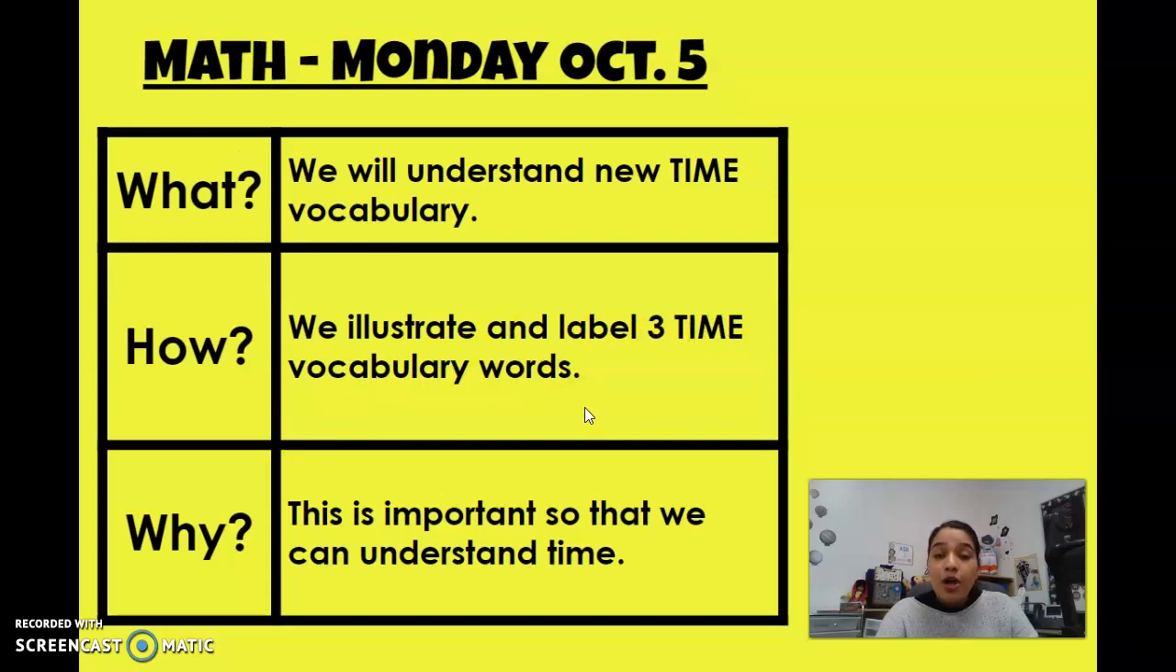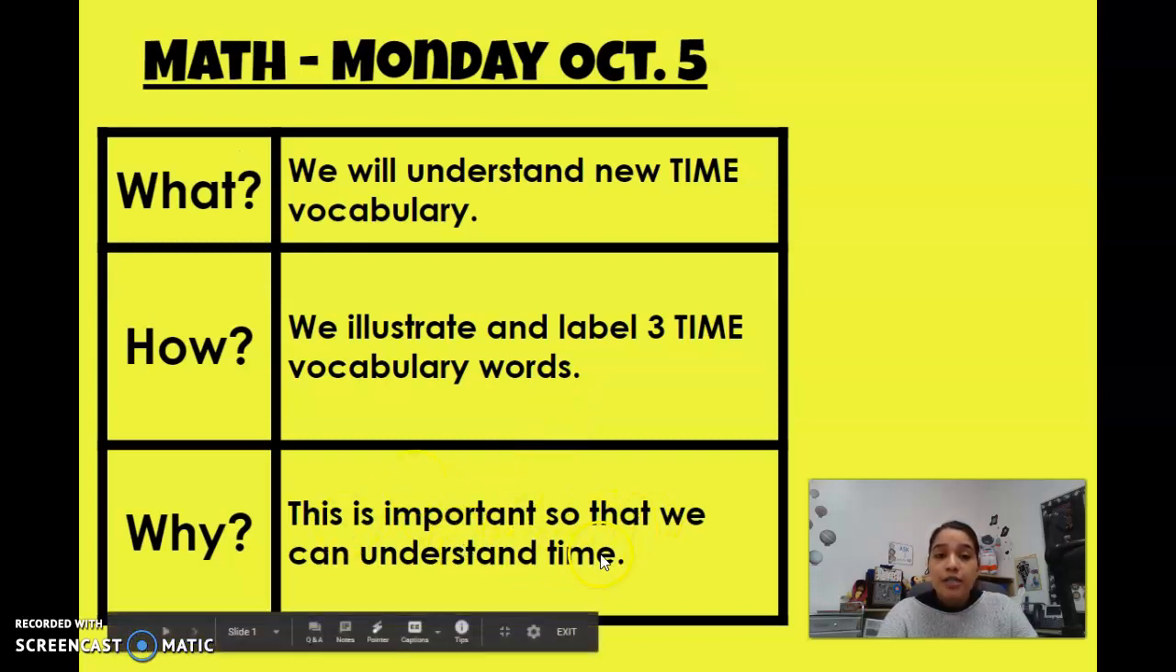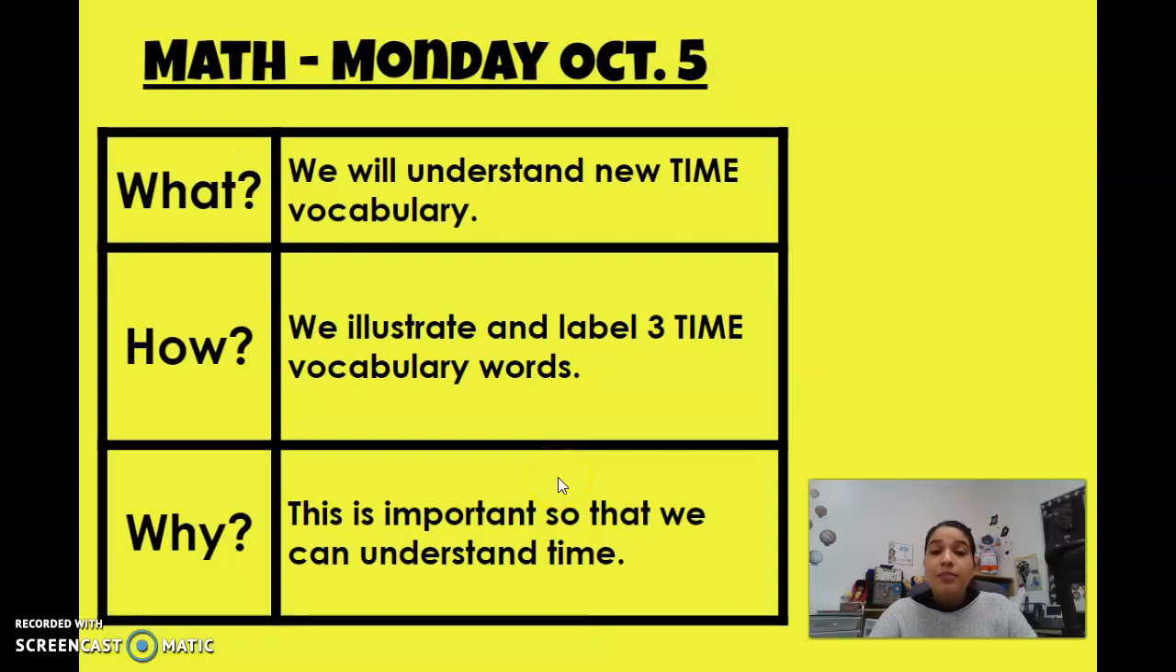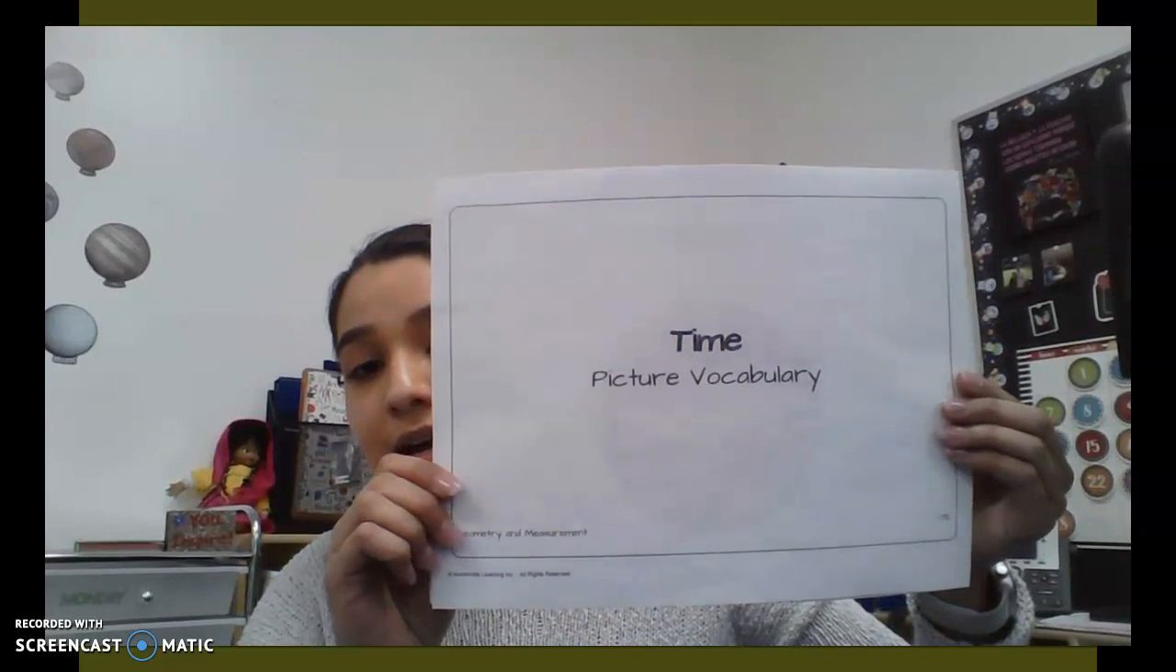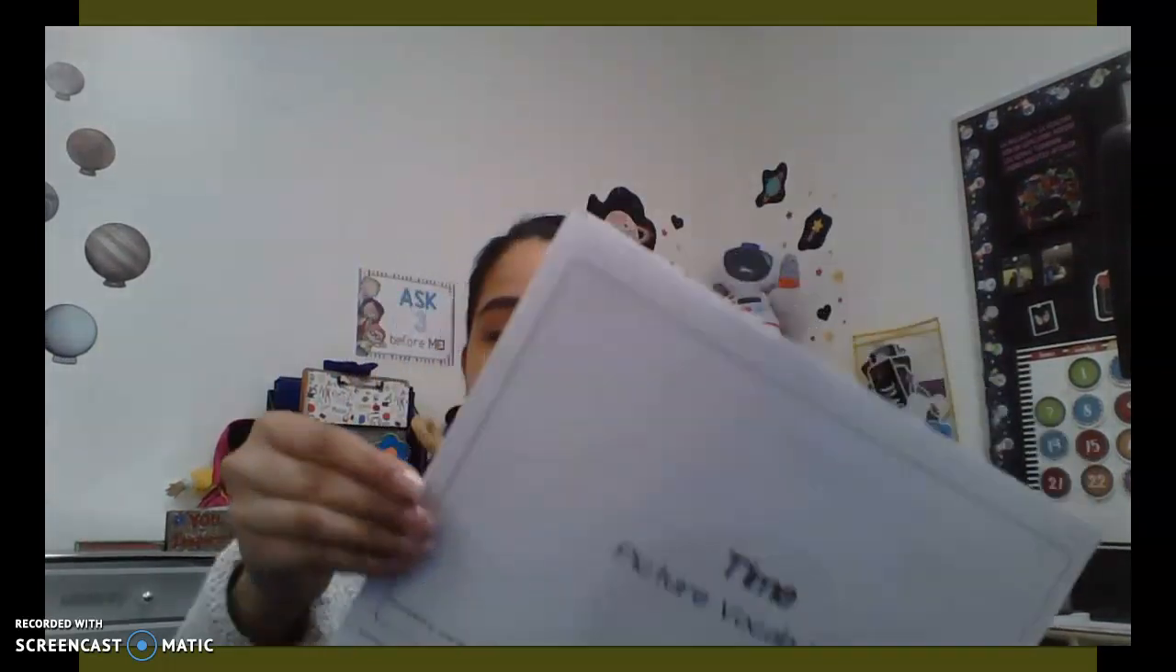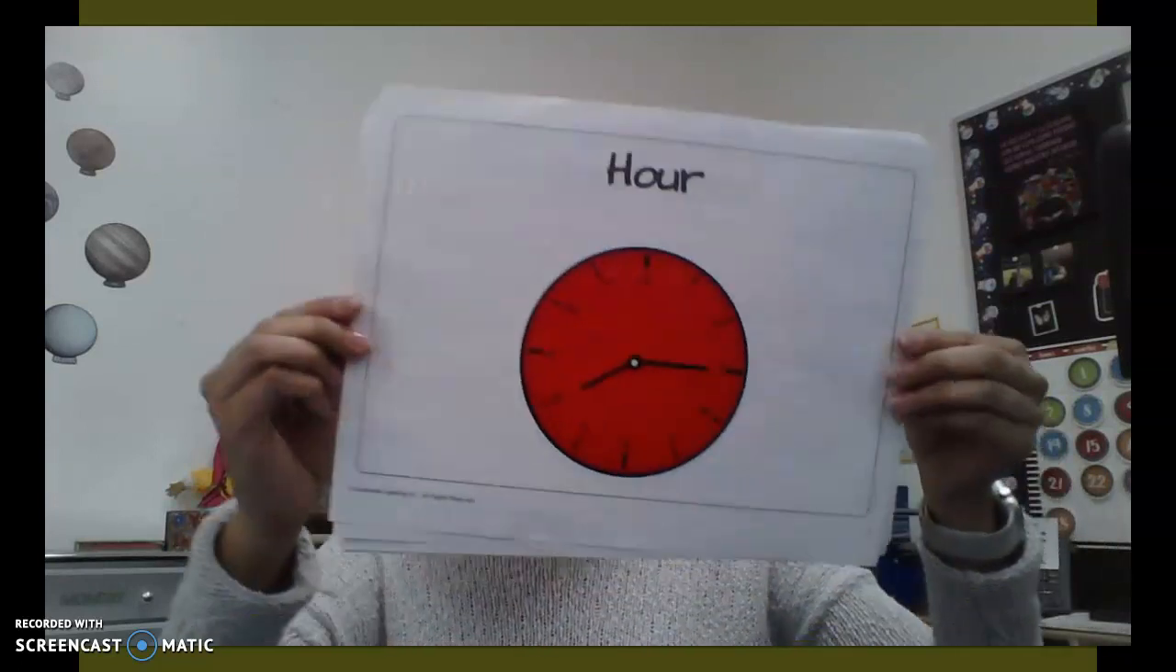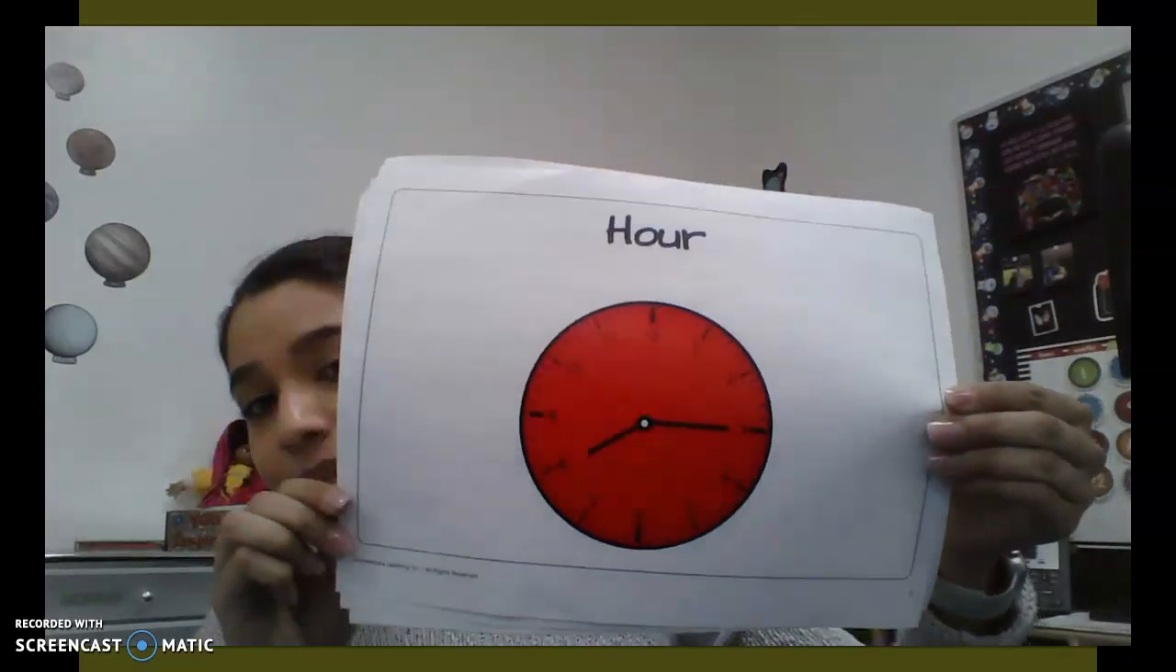When we learn our new vocabulary words, this is important so that we can understand time. So y'all need to pay close attention to our new vocabulary words for today. So let's go ahead and see our vocabulary words. So the first, we're going to be learning about time. So our first one is going to be hour.